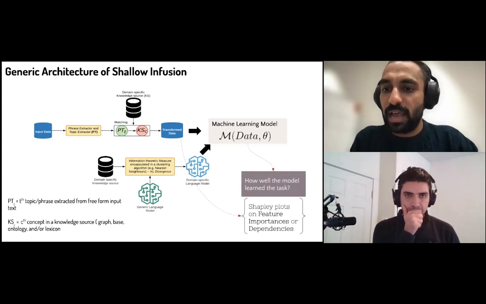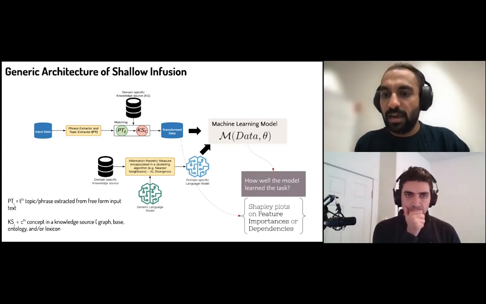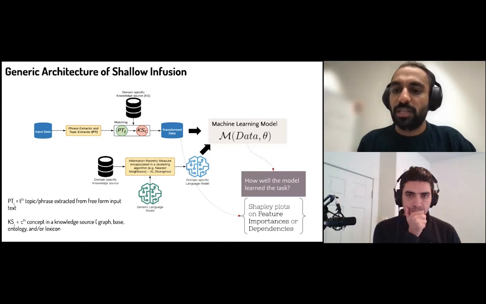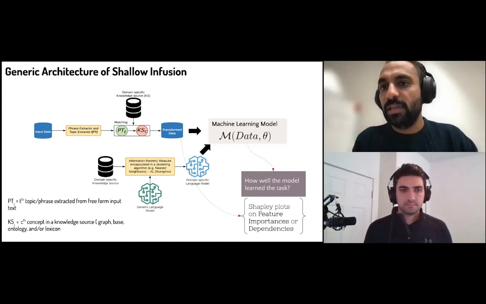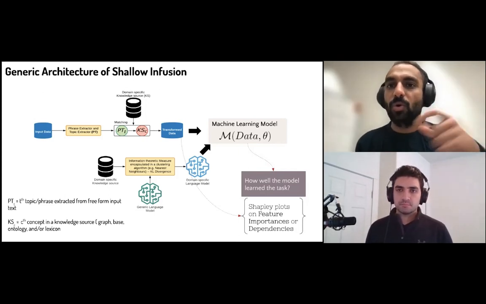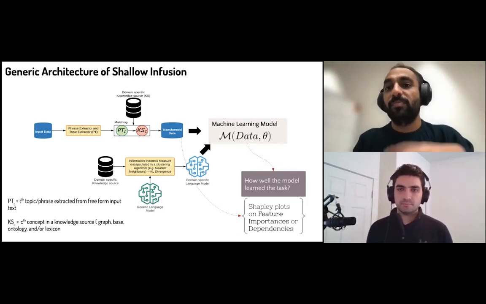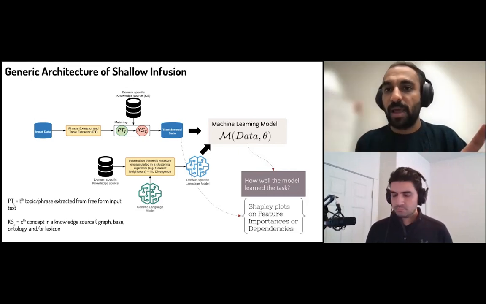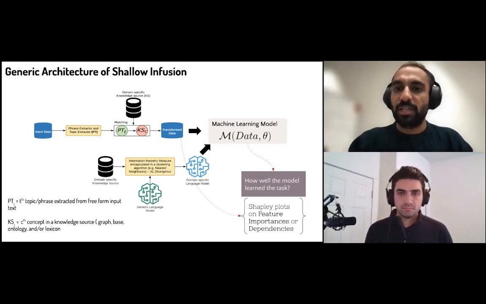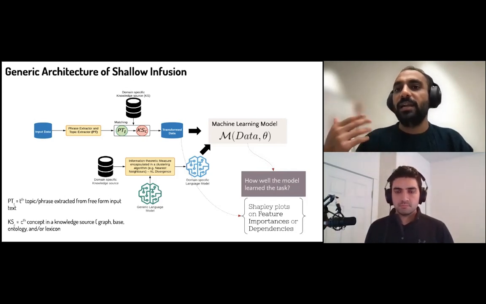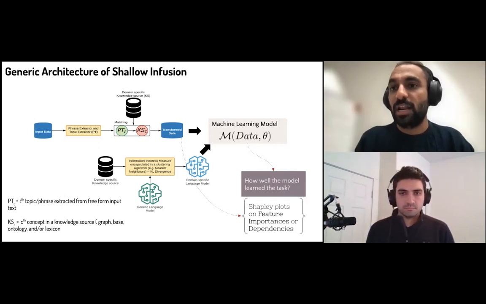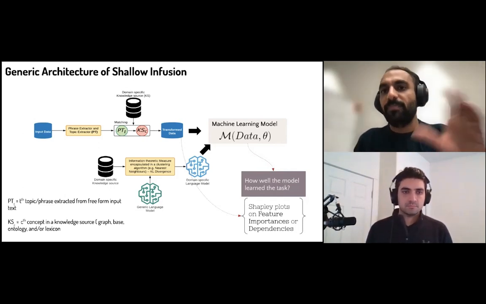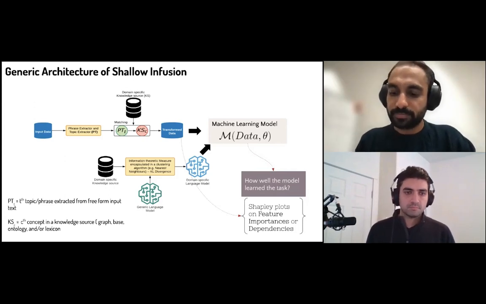Now once you have done your model, you have your thetas, the model is trained. How well the model has learned the task, you can use Shapley plots on feature importances or dependencies. The Shapley plots are very similar to LIME. LIME is basically a local explanation, whereas SHAP is kind of a representation through some heat maps on how these feature importances are varying across the samples. And it also allows you to choose whether it is statistically significant in your classification. So you get the best of both worlds with the Shapley plots. Got it.